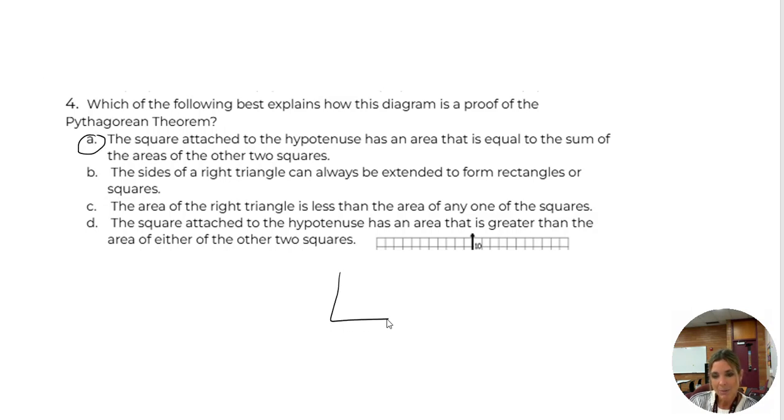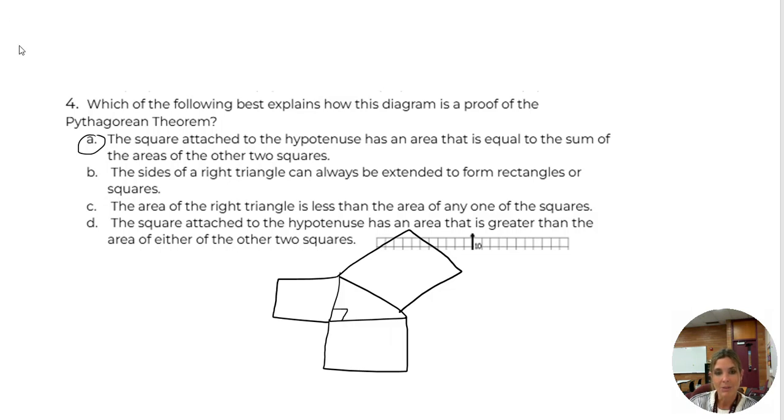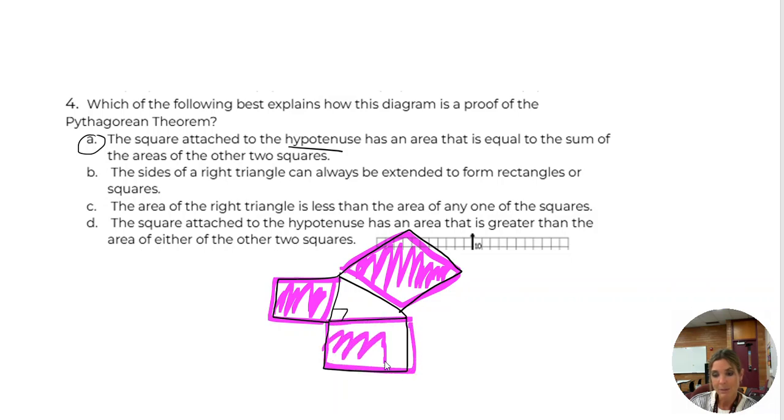If you have a right triangle, okay, so if this is your right angle and you have a square from each of the legs, the areas of those 2 squares will always equal the area of the third square. Okay, so the square attached to the hypotenuse, that would be this one. The area of this square attached to the hypotenuse has an area that is equal to the sum of the area of this square added to the area of this square. Okay.